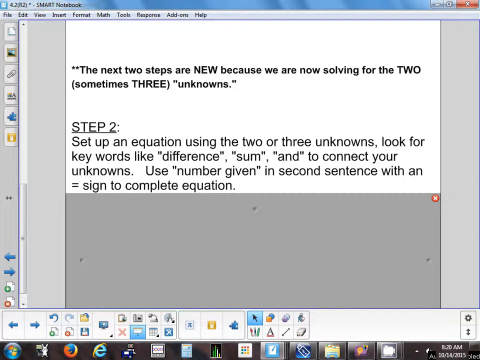We're going to look for keywords like difference. Difference means what? Jalen?